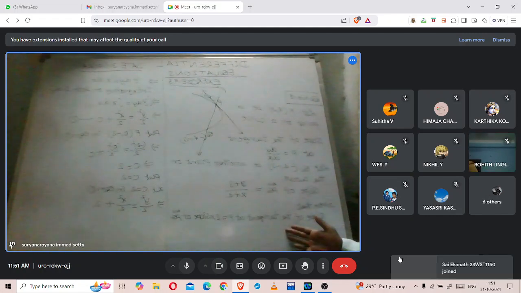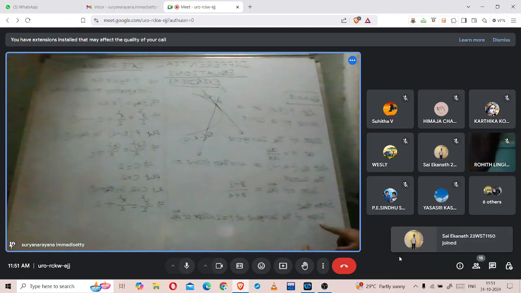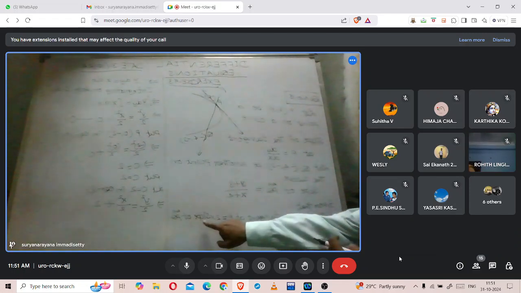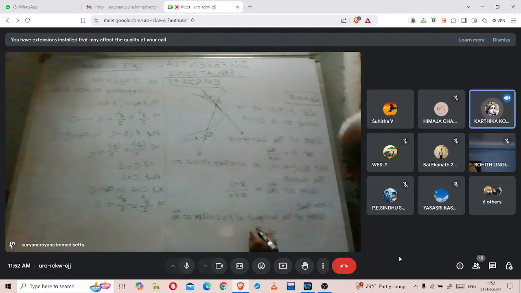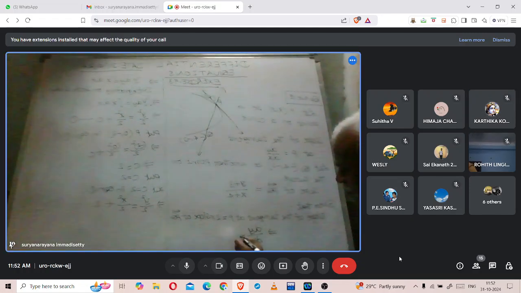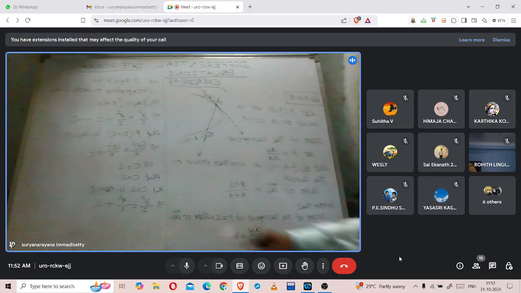This is the given condition to write a differential equation: the slope of the tangent at P is equal to twice the slope of line PQ. Now tell me the equation. What is the slope of the tangent at P? It is dy by dx. So dy by dx is equal to 2 into the slope of PQ.